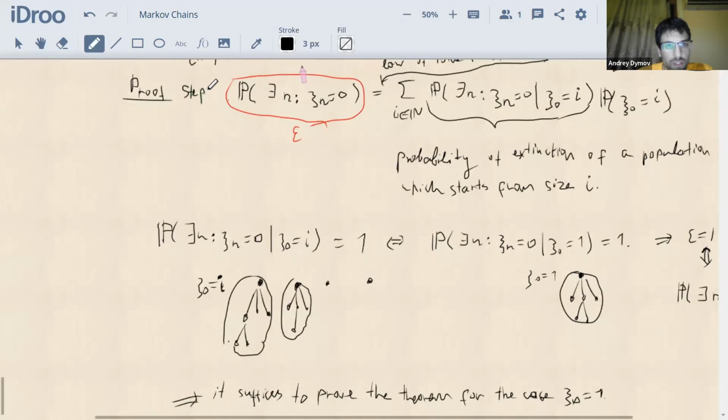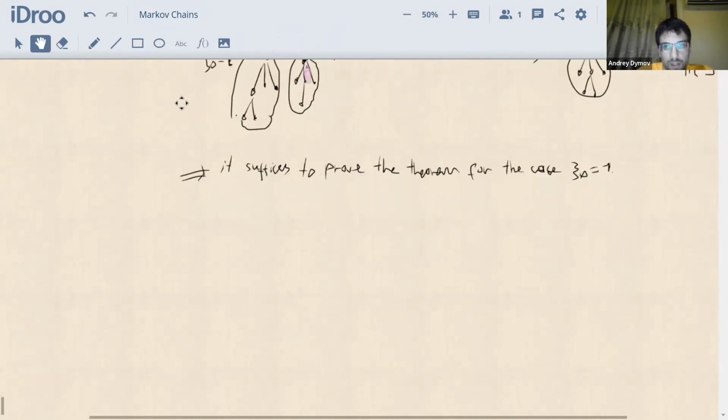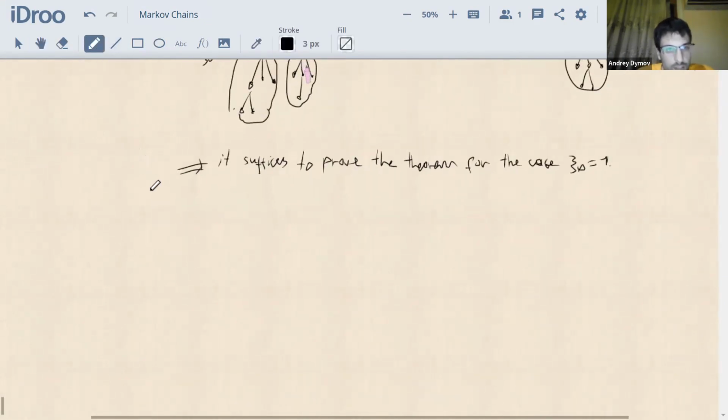So I'll divide my proof in several steps. This will be step 1. Then step 2. So from now on, we assume that at the initial moment of time we have only one individual, according to the first step.